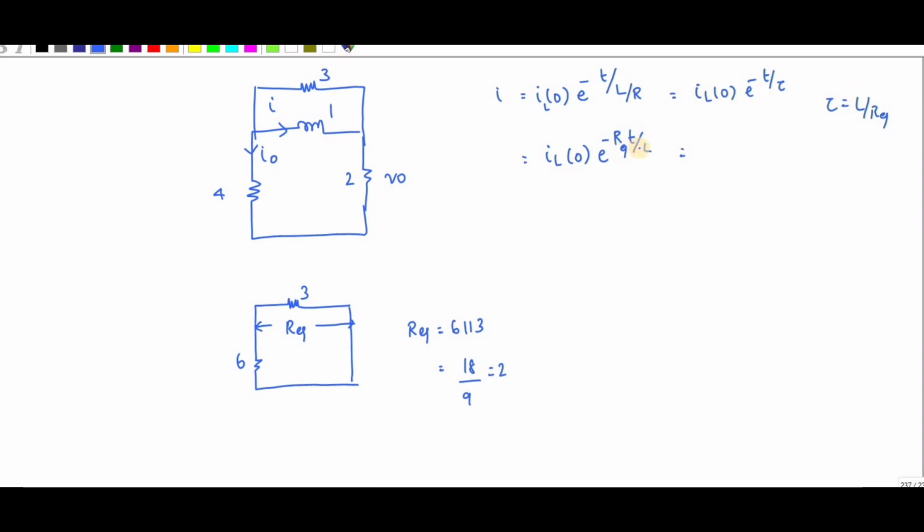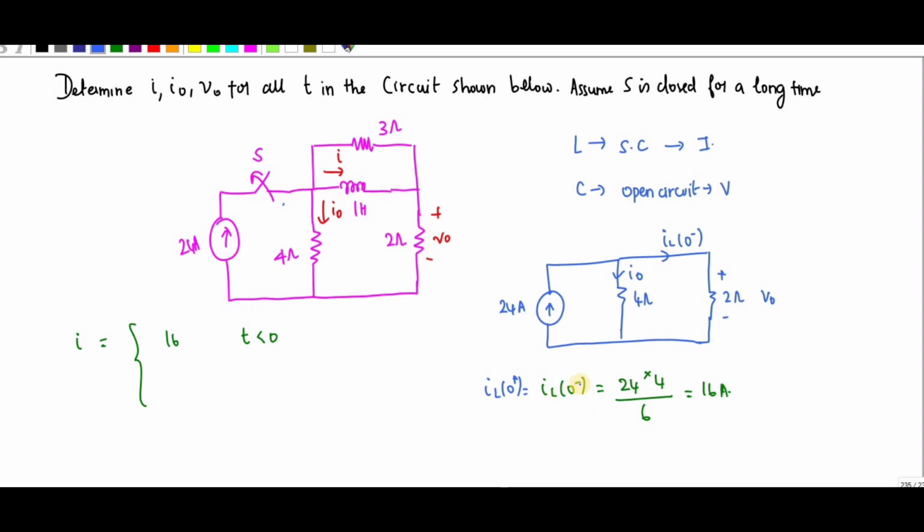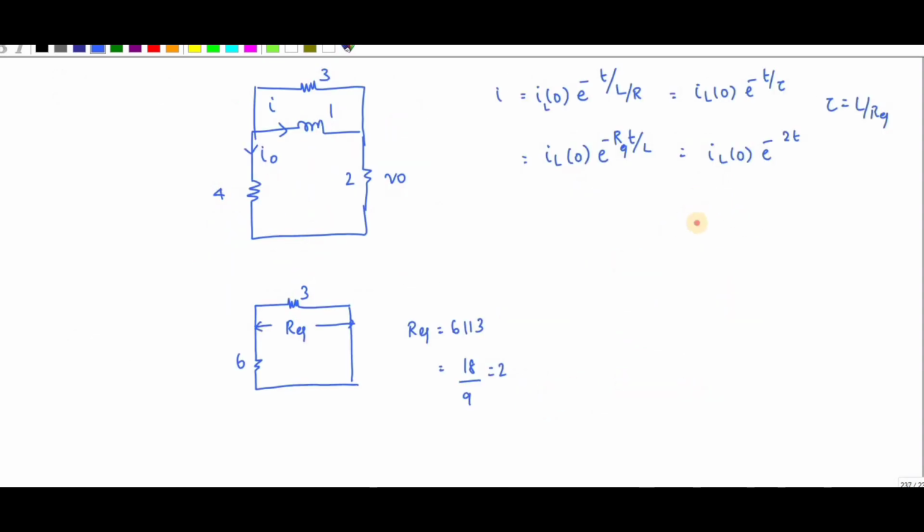So if I have only one R, that means it is R. Okay, so IL of 0 into e power minus 2t divided by 1. So what is IL of 0? IL of 0 is nothing but 6. So it is equal to 16 e power minus 2t. That is nothing but I.